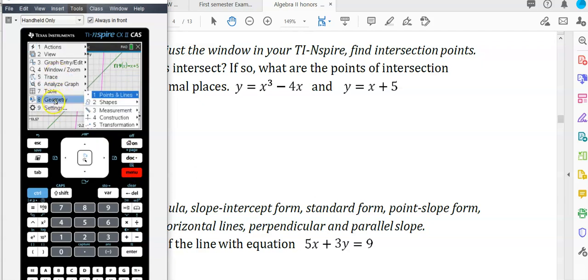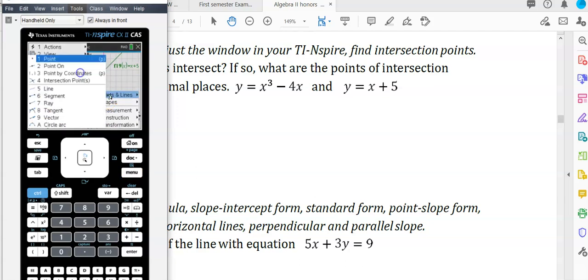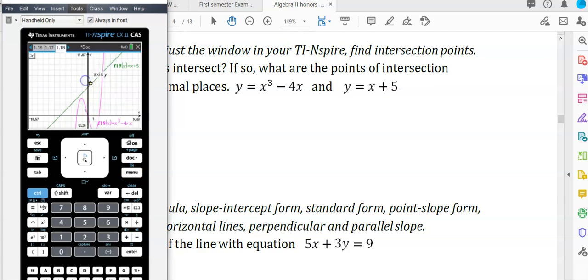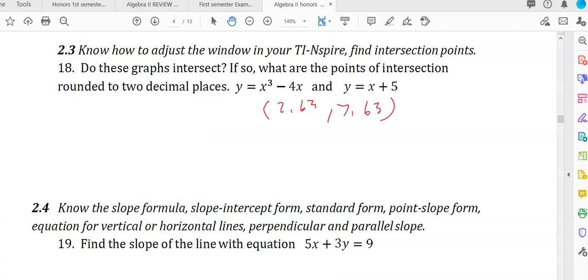I'm just finishing up. It'll take a second. Then go to points and lines, intersection point, and just click the two graphs, and that'll give you your intersection point. So 2.63 comma 7.63. And the question asks, do these intersect, and if so, what are the points of intersection? So there they are. That's it for this screencast.